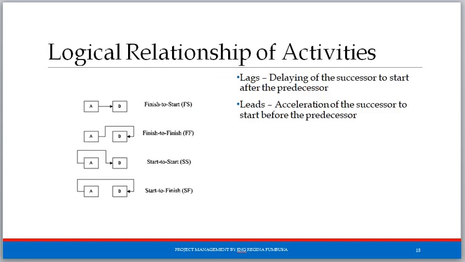Sasa tutaendelea hapa after decomposing the project. What next?